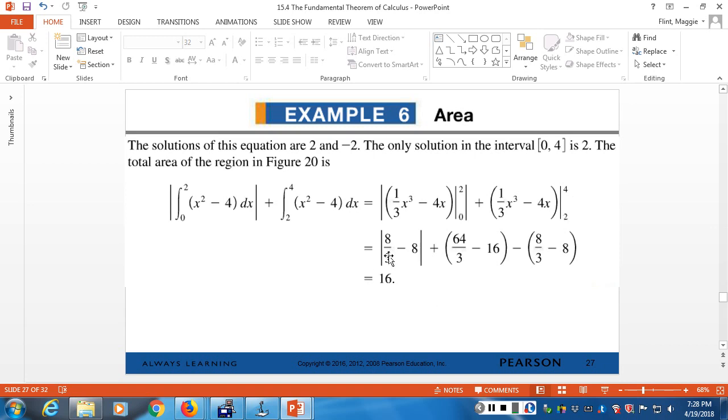The reason you only see one subtraction here is that if you put in x equals 0, that whole thing becomes 0. So you're subtracting 0 from it.